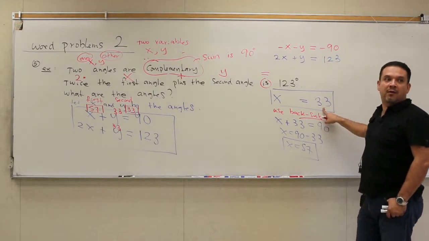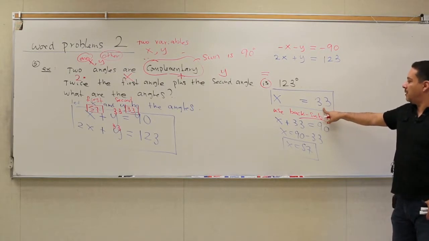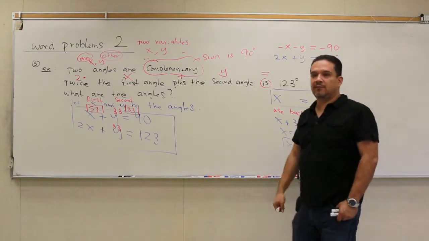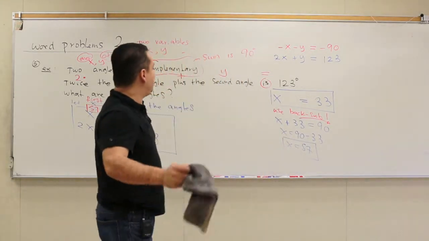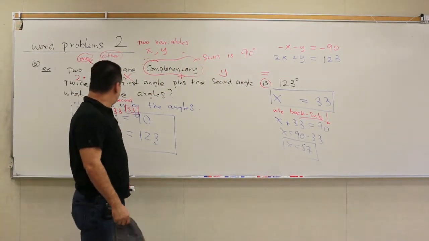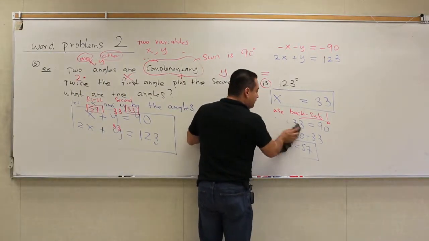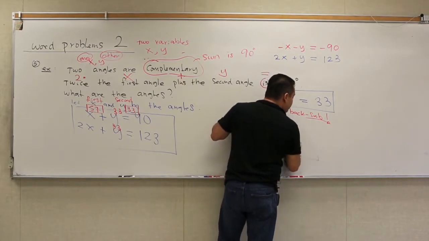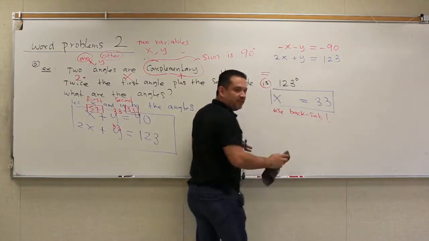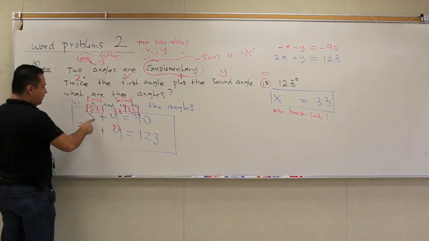Positive 33. You mean y is 57? What's that? Y is 57. That's right. Okay, but let's go. Good. No more NyQuil for me. X is 33.